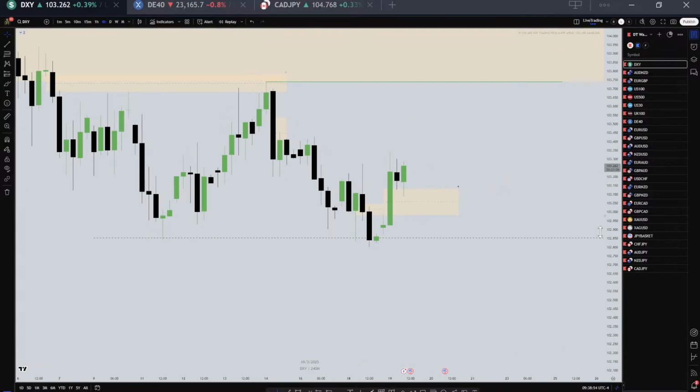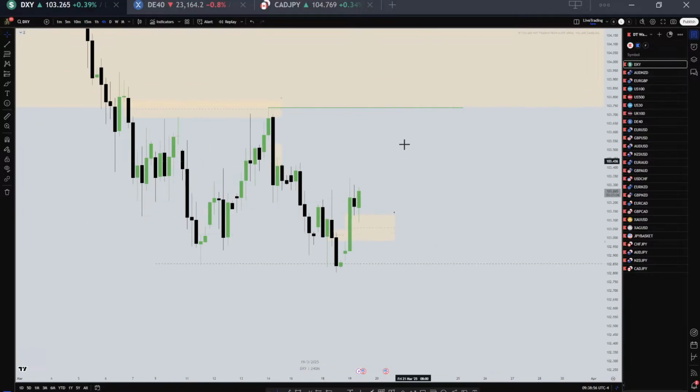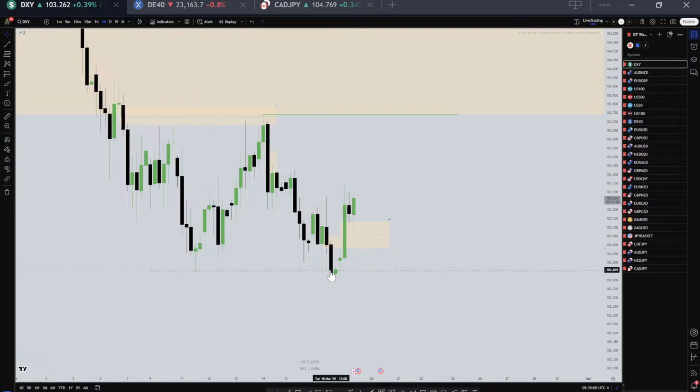Here, this looks to me pretty interesting. Weekly liquidity sweep, displacement higher, and a value gap, closing higher.